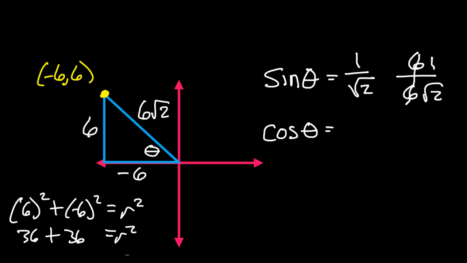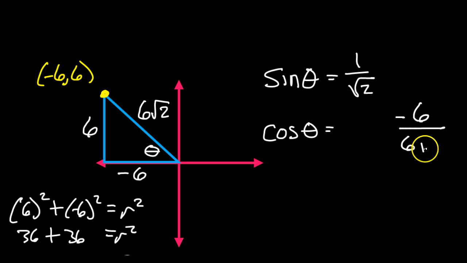All right, similarly, cosine is adjacent over hypotenuse. So that's going to be negative 6 over 6 radical 2. But again, these 6's are going to cancel out. We'll need a 1 up there as a placeholder. So that's going to be negative 1 over radical 2.